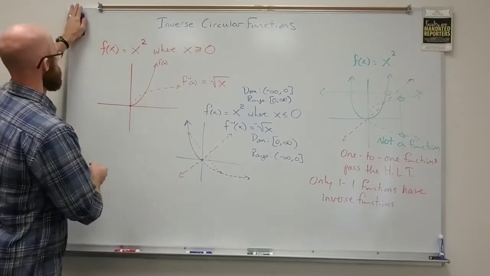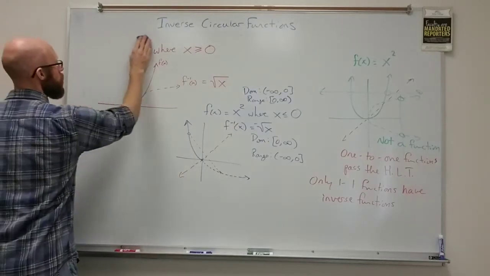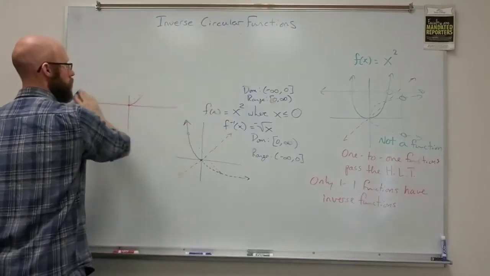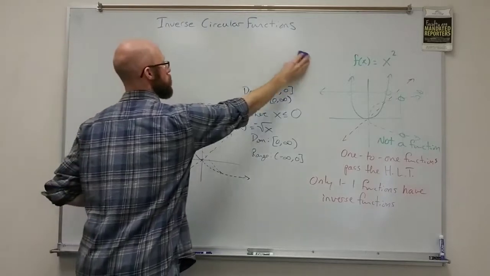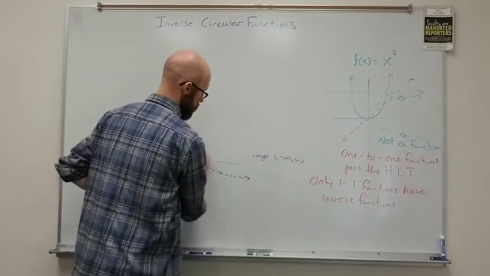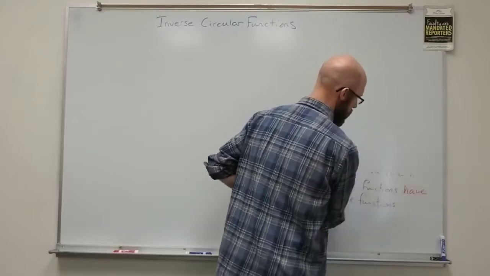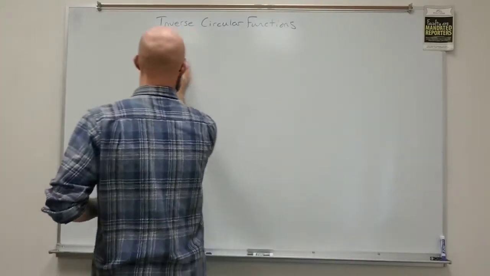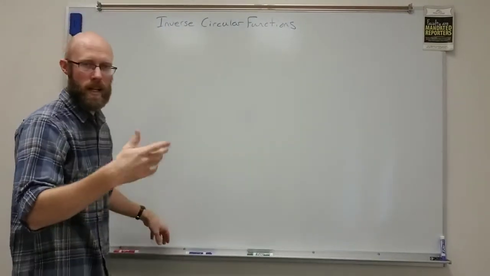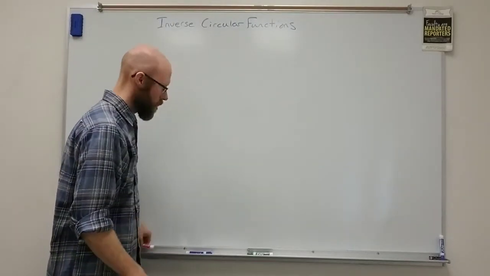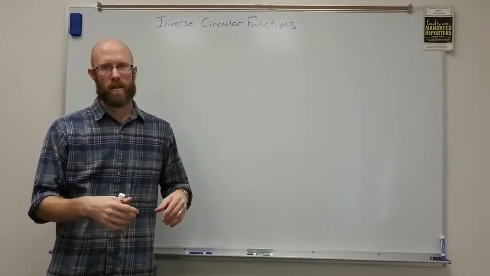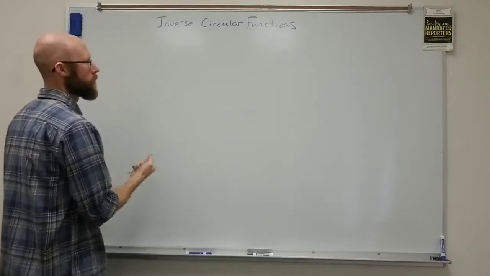Okay, we're going to apply this same logic to trig functions. The way that we're going to do that is we're going to restrict the domain of our trig functions so that we have one-to-one functions. We'll start with the sine for a moment, and we'll show you the cosine and the tangent, and the cosecant, secant, cotangent. We'll show all of them.